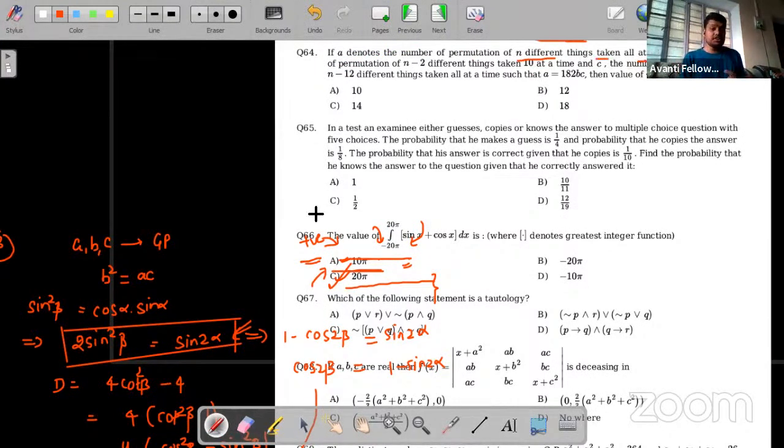What is the number of permutation of n different things? n factorial. What does that mean? It means if there are n places and we have to arrange n people at a time, then we have n factorial possibilities, right? So we can clearly find our value of A. So value of A will be n factorial.